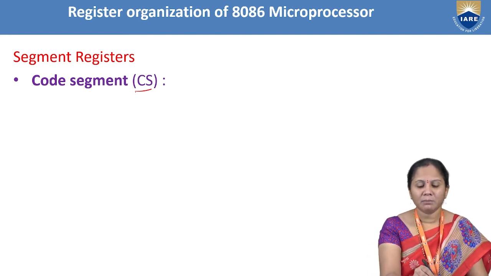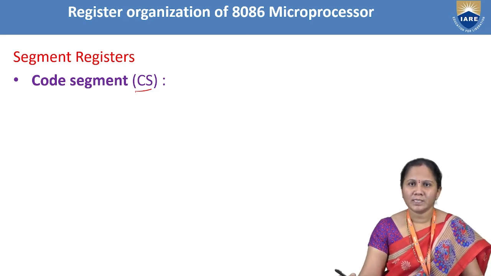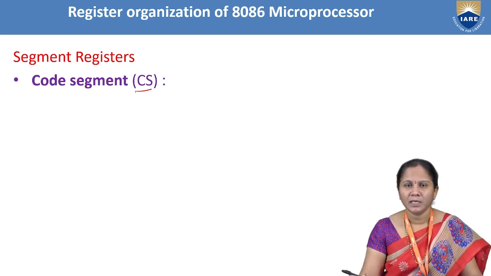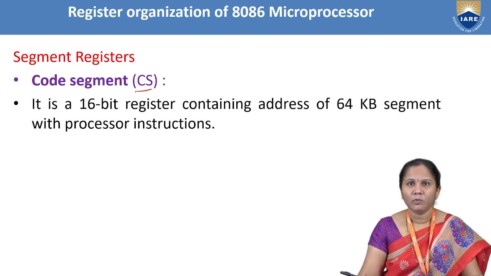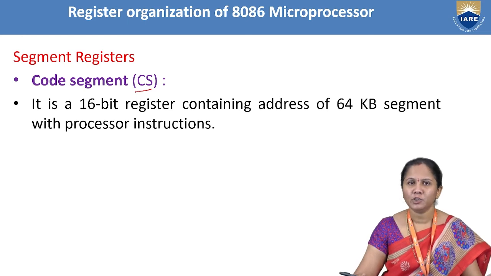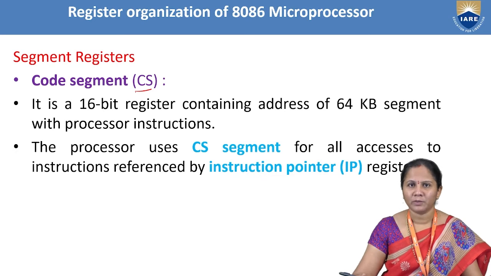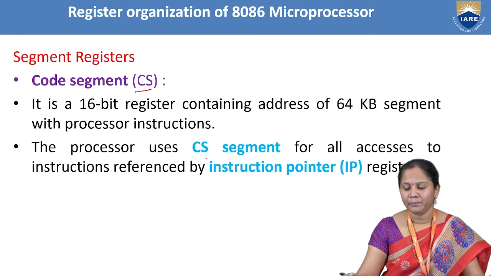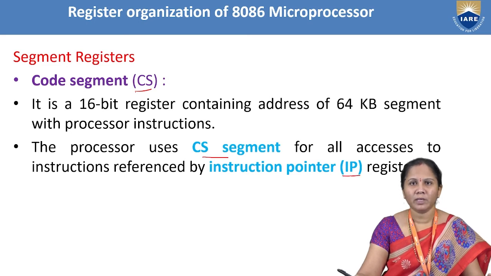The first segment register is the code segment. The name itself says this is the segment where the code will be stored. That means the program will be stored. So in this segment, the code or program can be stored. Its size is also 64 KB. It is a 16-bit register containing the address of a 64 KB segment with processor instructions.